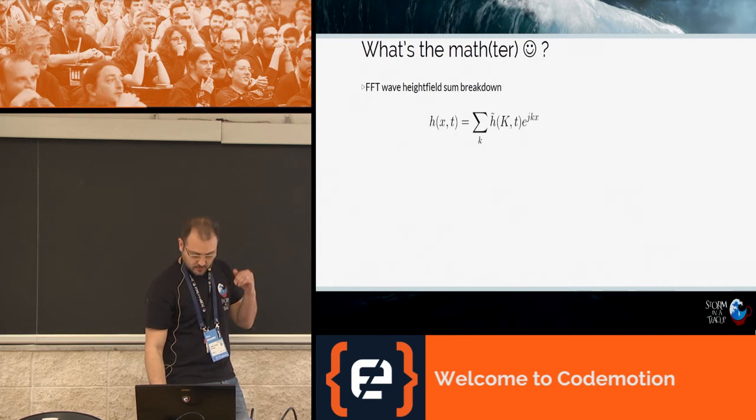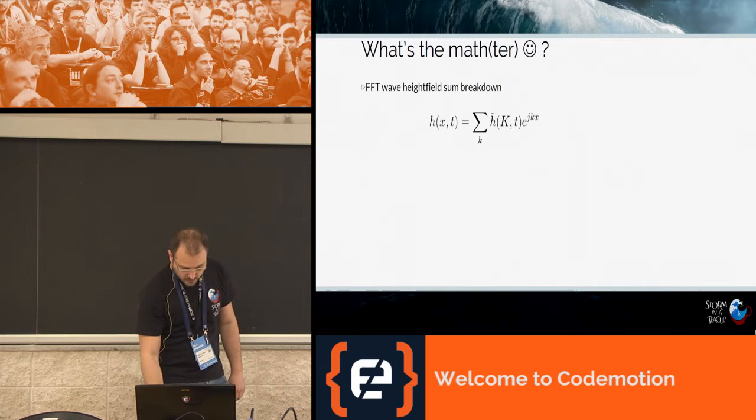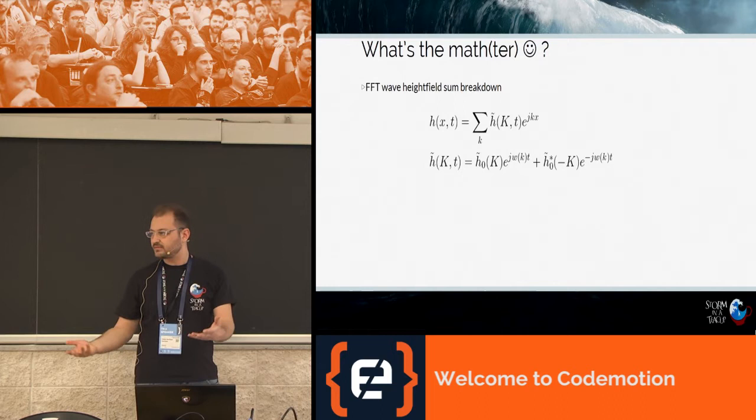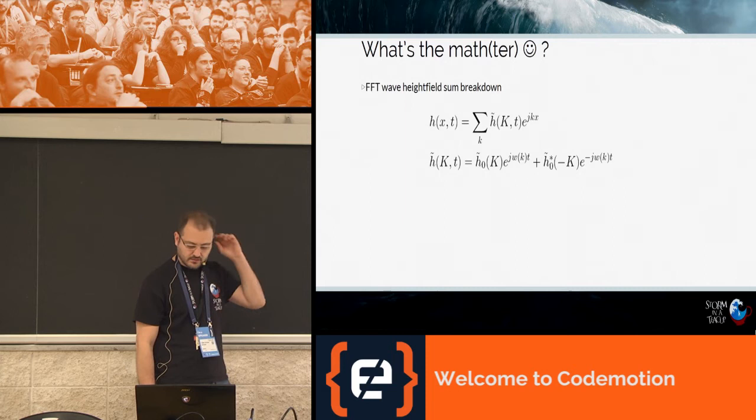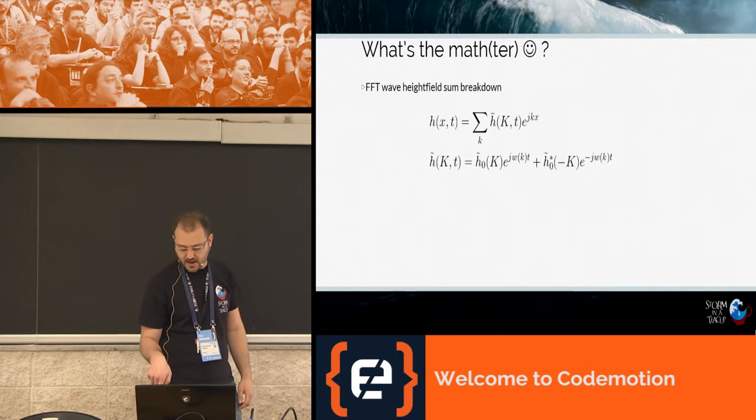So let's break down this sum. Let's try to understand this sum deeply. H tilde, which is the frequency expression of the wave height field, because we are in the frequency domain, is expressed like this: h0 tilde of k times e raised to j omega t, plus h0 conjugate of minus k, which is the opposite wave direction.